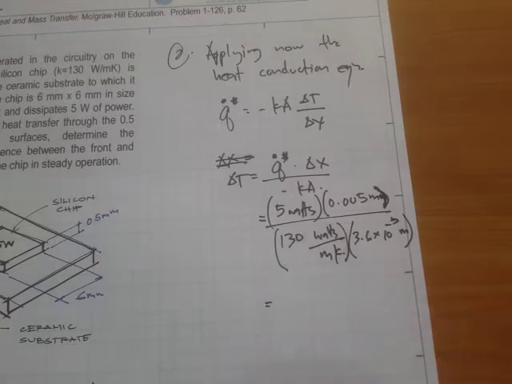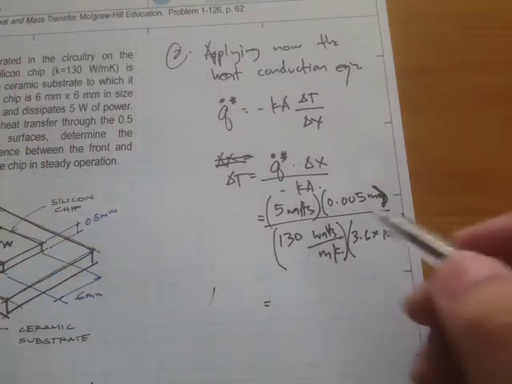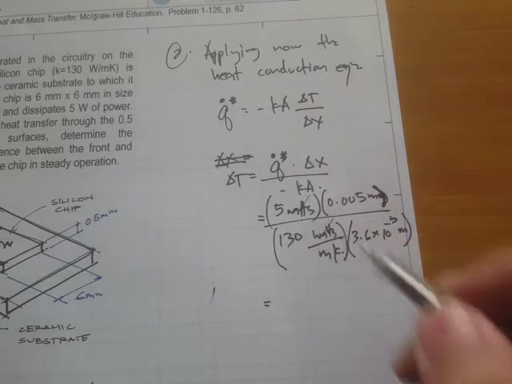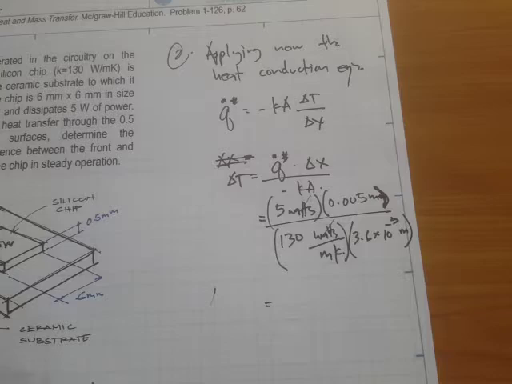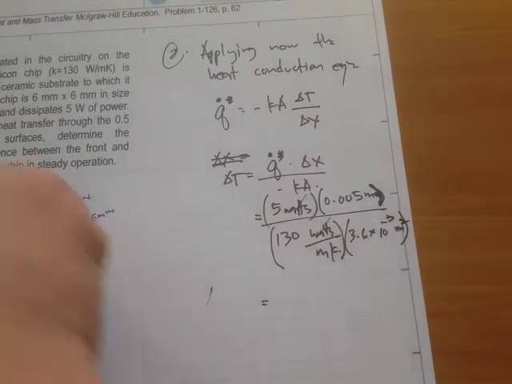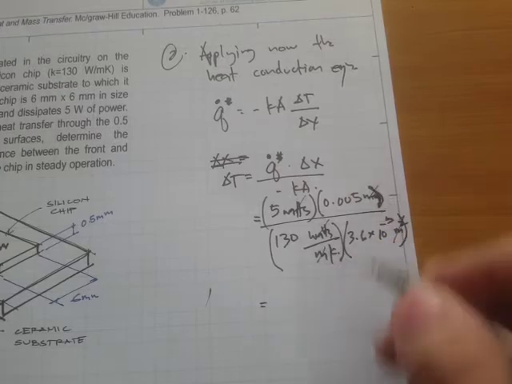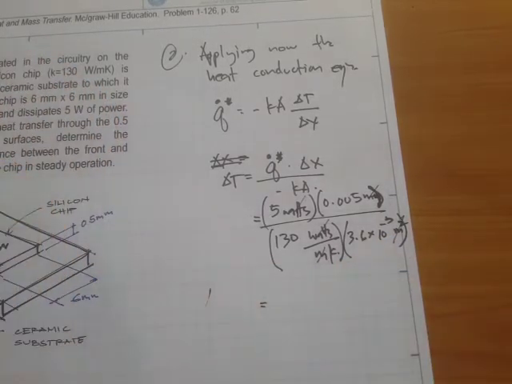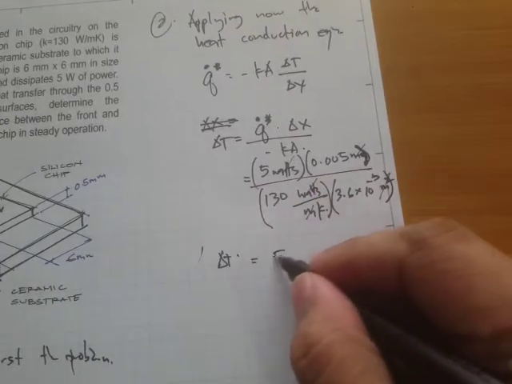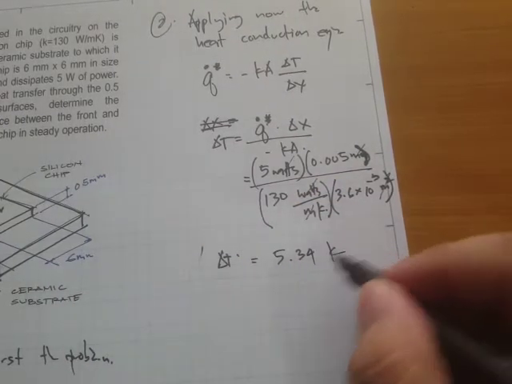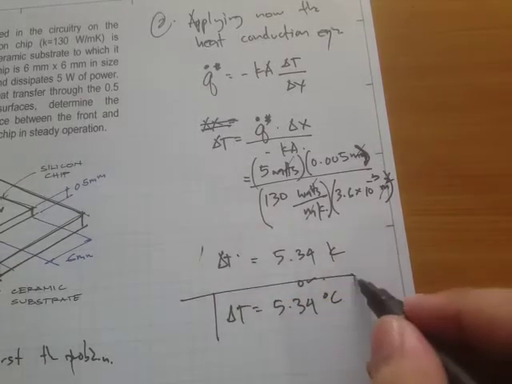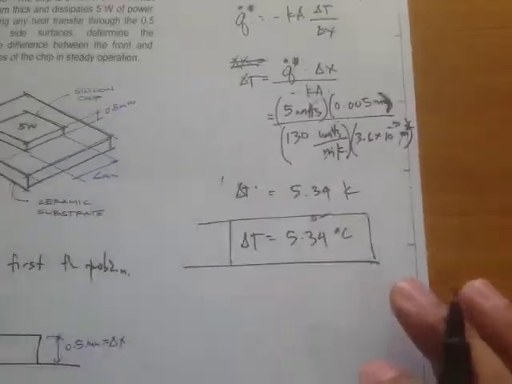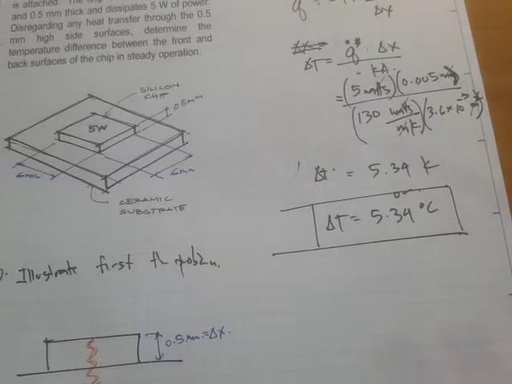Okay, so for the units we have the watts, and this one should be in meter squared, and what's left is the unit of Kelvin. So delta T is equal to 5.34 Kelvin, or we can just write delta T is equal to 5.34 degrees C. Okay, so that's just it. Then we'll do another problem.